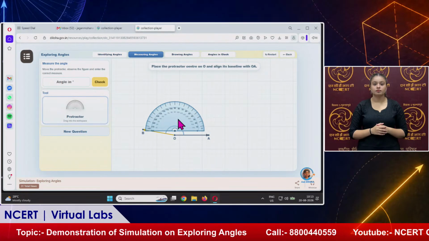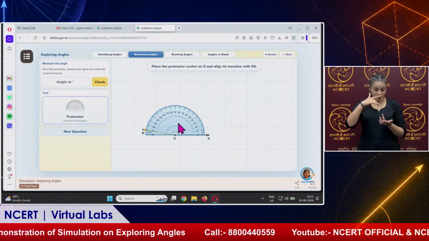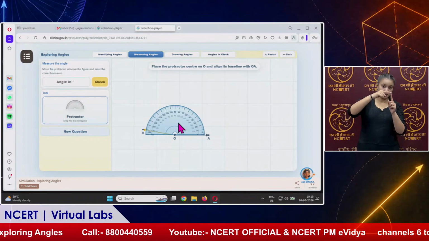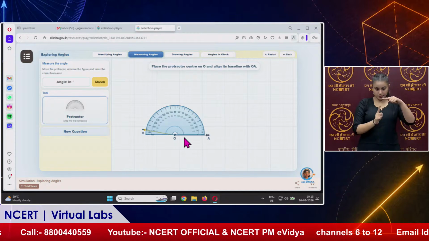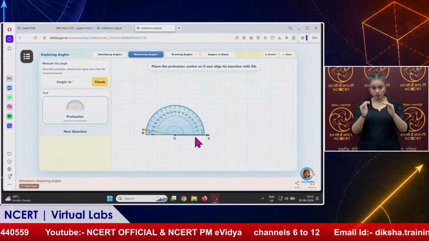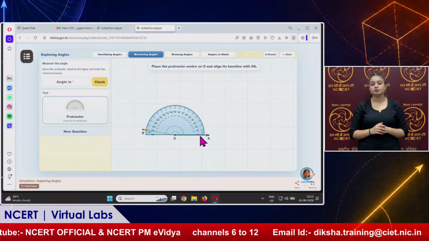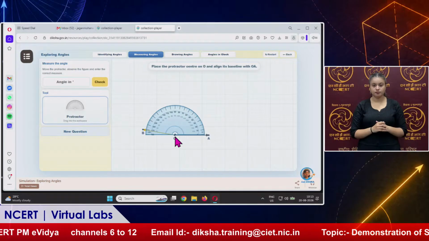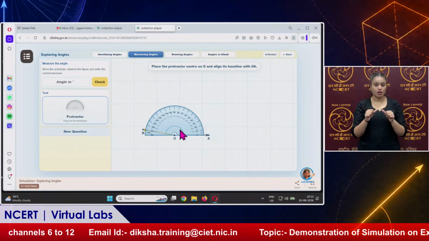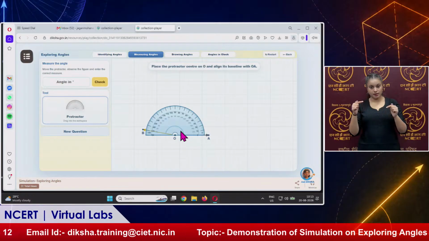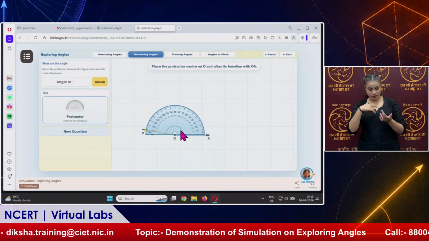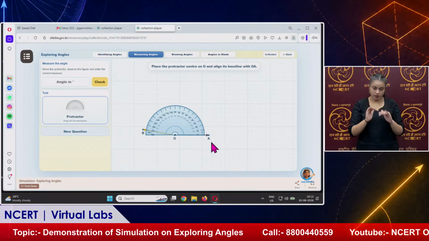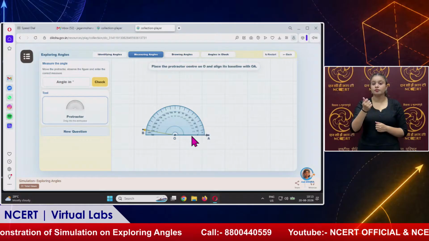We just have to ensure the middle or center of the protractor is on the given vertex, and also that one of the arms is parallel to the baseline. So, here this arm OA is exactly parallel to the baseline, and also the center of the protractor is exactly on the vertex. Now, we could see the measure of this particular angle.